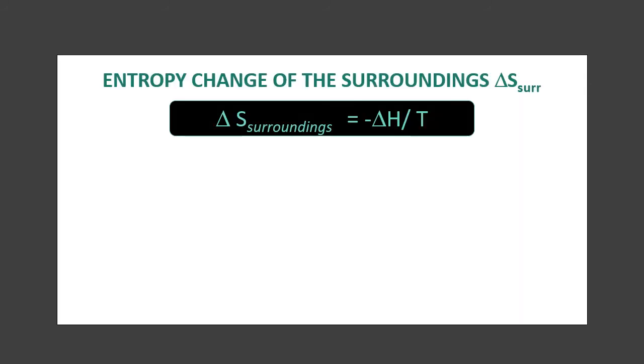So here we have the expression for the surroundings: minus delta H over T. You have to use the minus sign when you substitute the values. The H representing enthalpy and T the temperature in Kelvin.